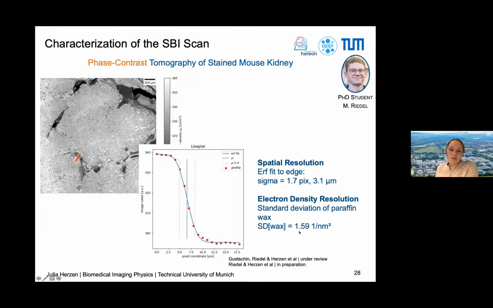And this is 1.599 electrons per cubic nanometer. So if you have a change which is larger than that in electron density, you can retrieve this with the phase.